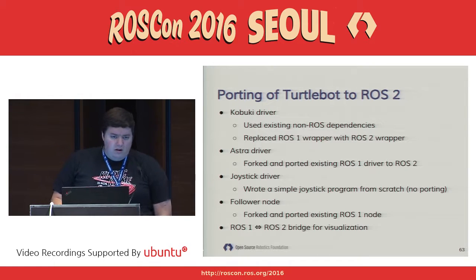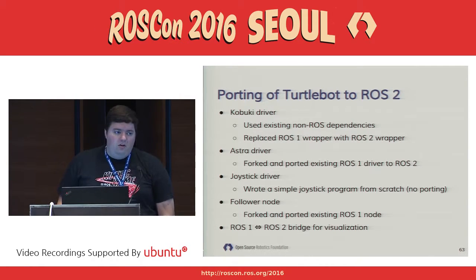For the Astra, we ended up taking the ROS 1 driver. It wasn't separated in the same way, and I don't think it necessarily made sense for it to be separated in the same way, but for better or worse, it wasn't. And so we ended up forking that and porting it by hand to ROS 2. For the joystick driver, that was really simple, so we just wrote that one from scratch. And for the follower node, we also forked and ported that one.